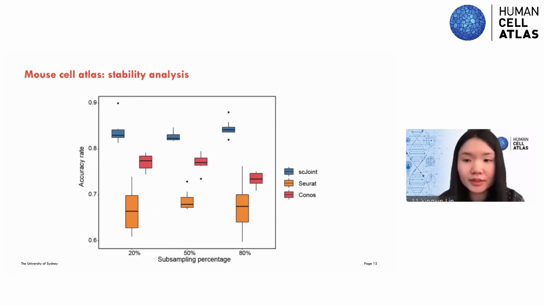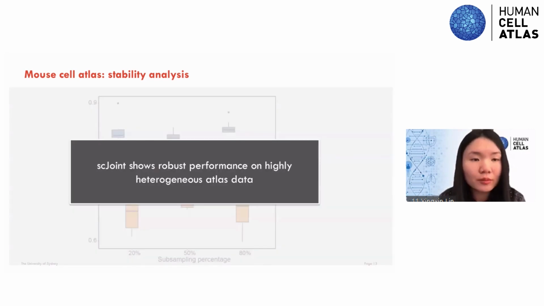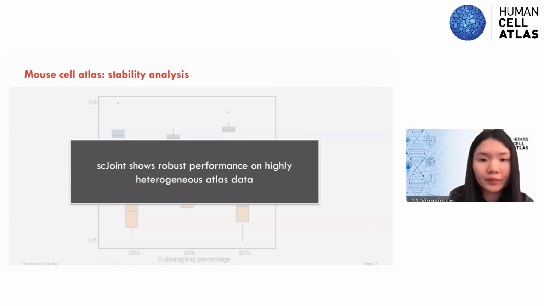We also perform a stability analysis on the ATLAS data by downsampling cells from single-cell RNA-seq as training data. Compared to SURET, scJoint maintains a high and stable performance even when only 20% of the cells from single-cell RNA-seq datasets are used. This suggests that scJoint can be applied in practice where only a subset of single-cell RNA-seq data are annotated. So this comes to our first conclusion that scJoint shows robust performance on highly heterogeneous ATLAS data.